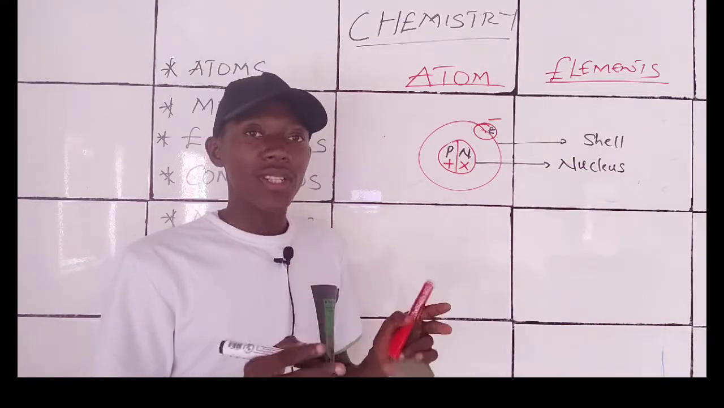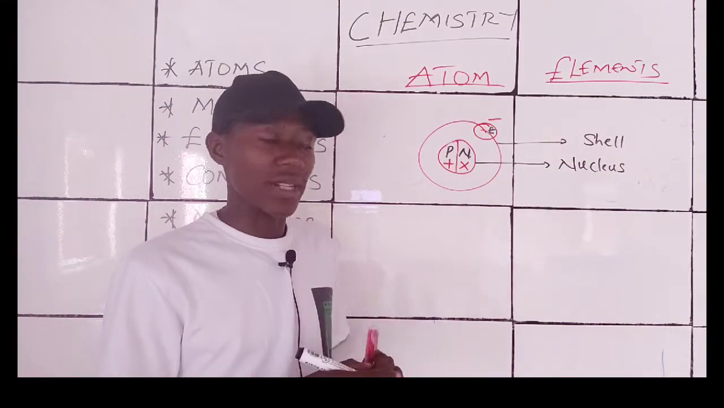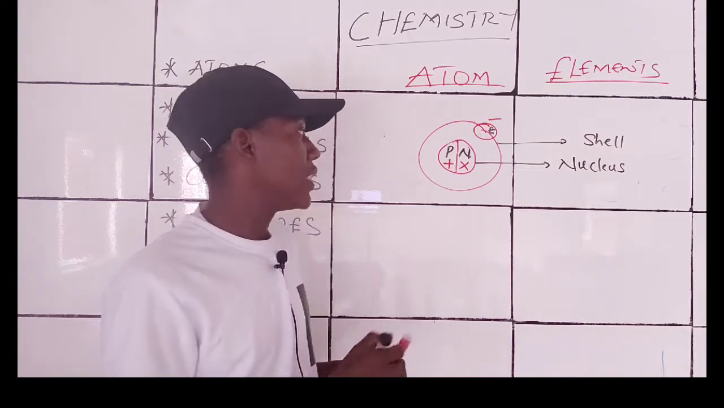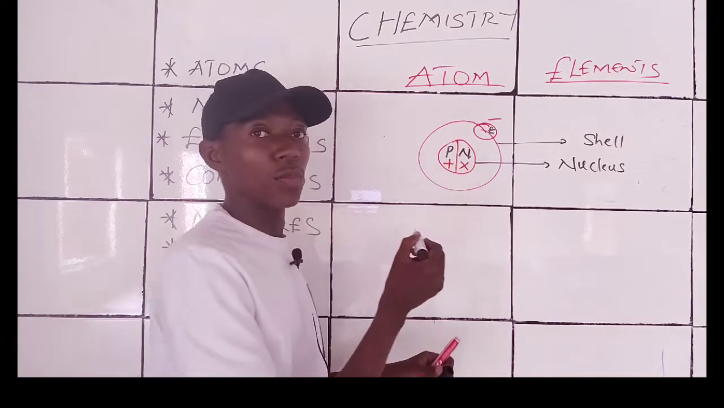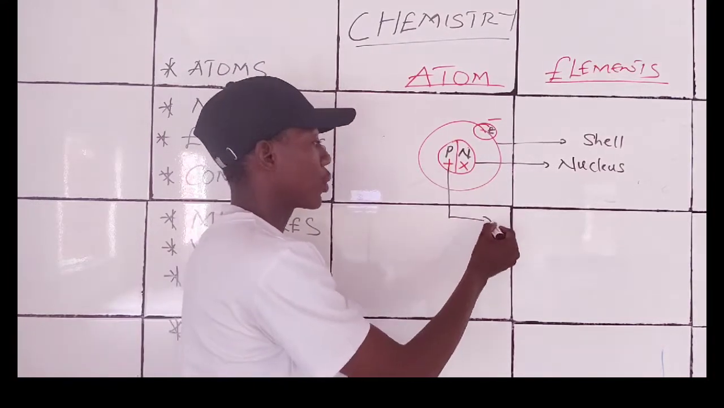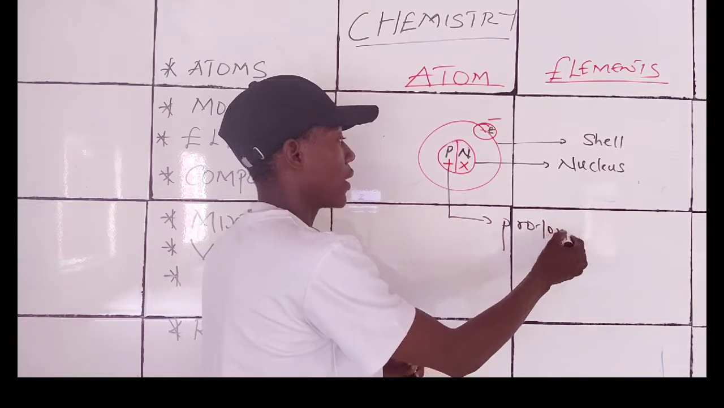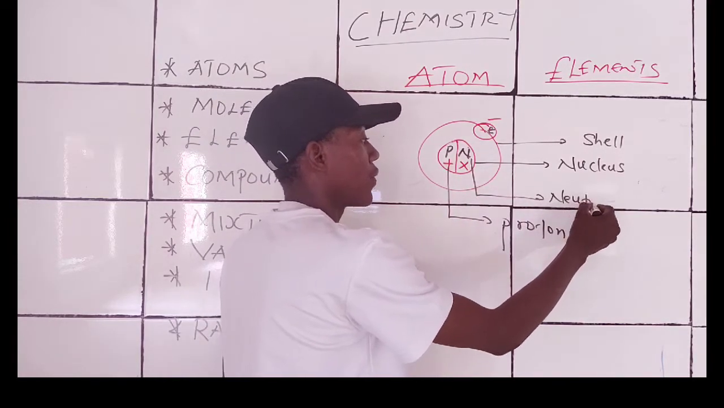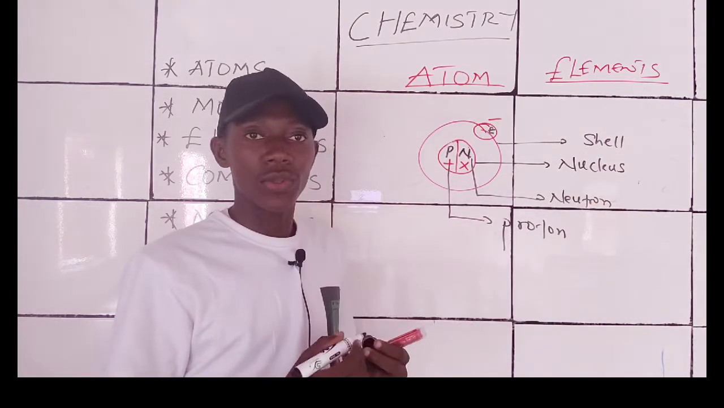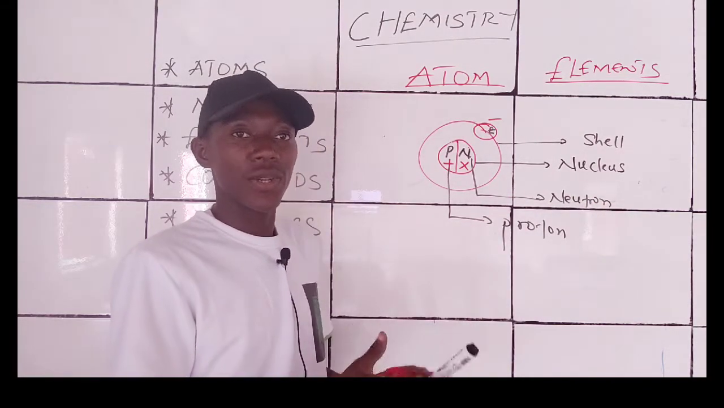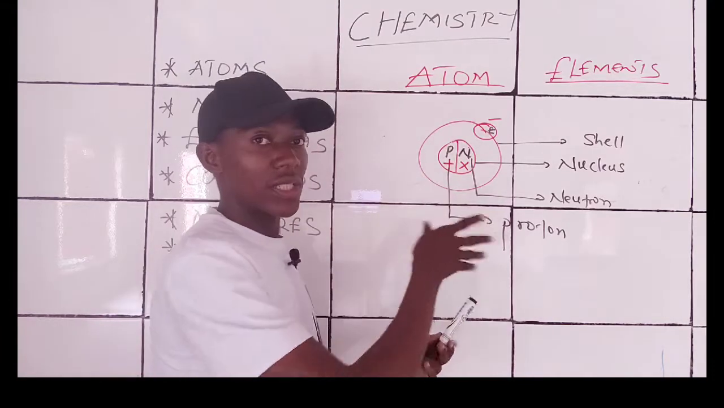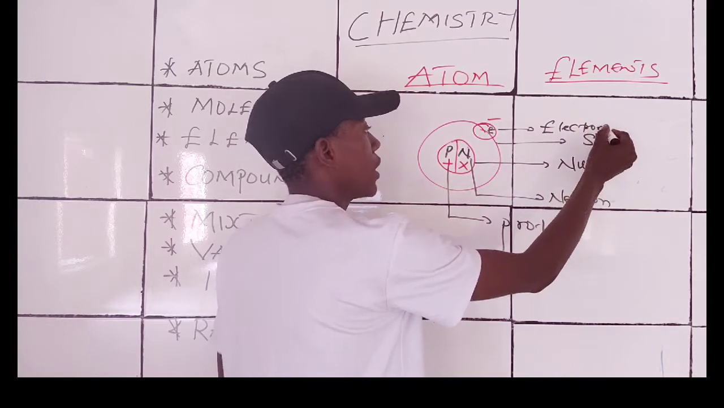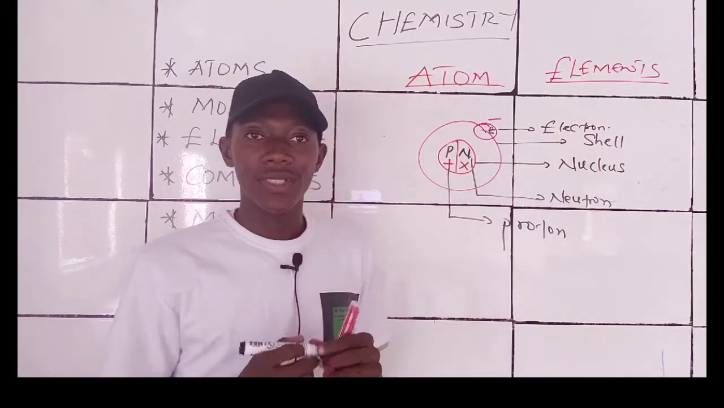Now there are contents found in these two parts. Inside the nucleus, we have two things. In the nucleus, the one I labeled P here is called the proton, and the one labeled N here is called the neutron. The proton and the neutron are found inside the nucleus of the atom, while on the shell we have the electron. So the electron is the only particle found in the shell.